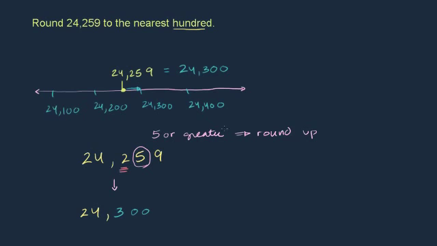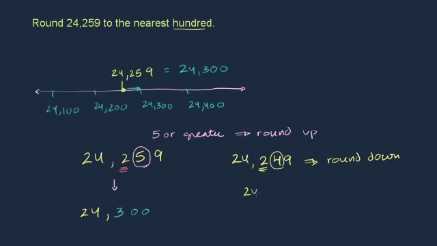And just as a counterexample, if I had 24,249 and I wanted to round to the nearest hundred, I would look at the tens place, this place one level to the right. It is not 5 or greater, so I will round down. When you round down, be careful. It doesn't mean you decrease this 2. It literally means you just keep the 2 and get rid of everything after it.